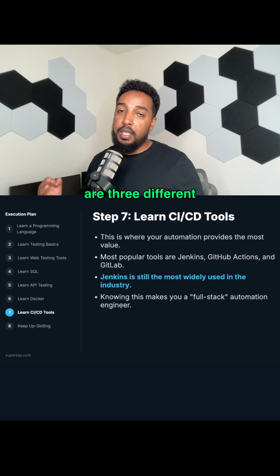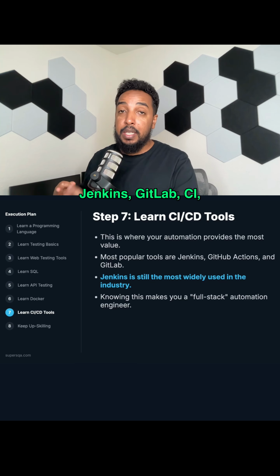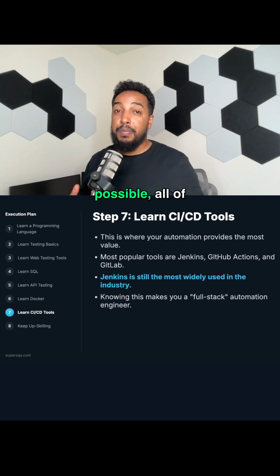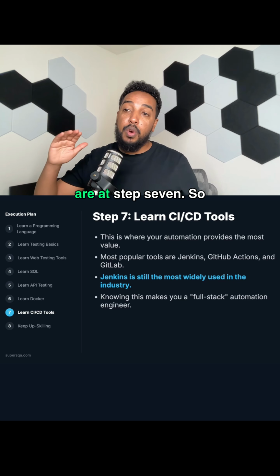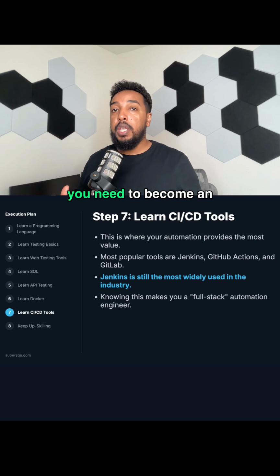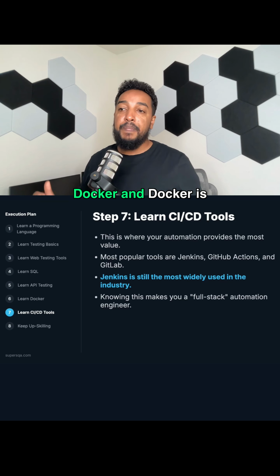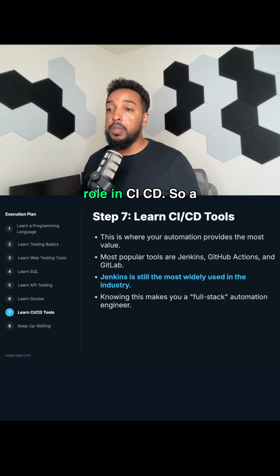Now, there are 3 different popular tools: Jenkins, GitLab CI, GitHub Actions. Those 3, right? So you got to learn one of those, at least, if possible, all of them. And by now, you are at step 7, so you have learned everything you need to become an automation engineer, and you're learning more to become an SDET, software engineer in test. And number 6, you learn Docker, and Docker is going to play a big role in CI/CD.